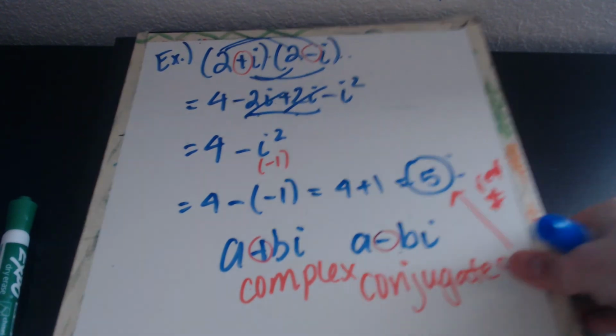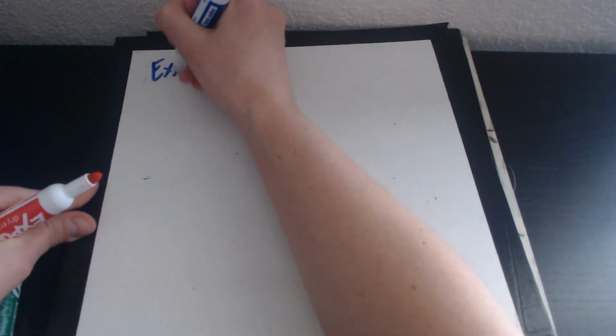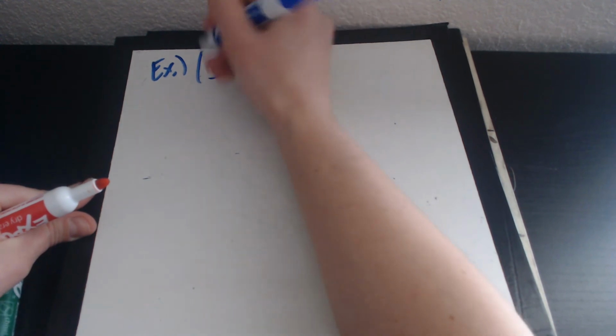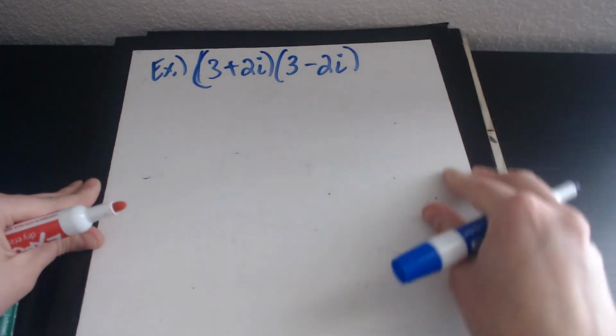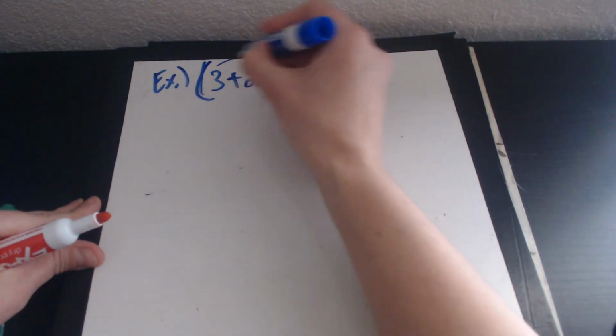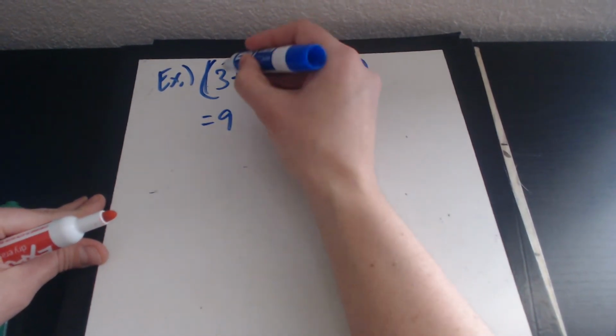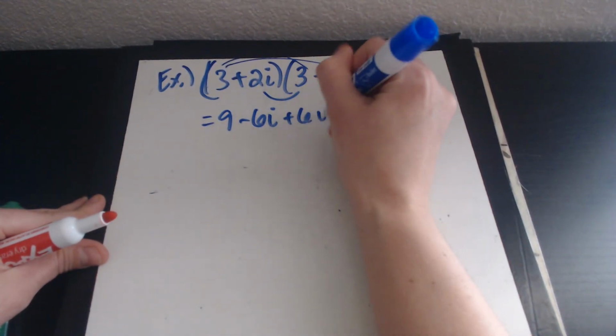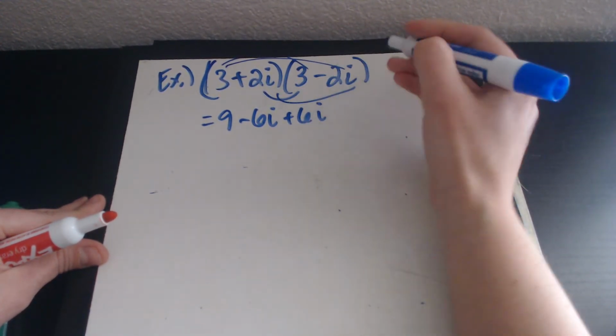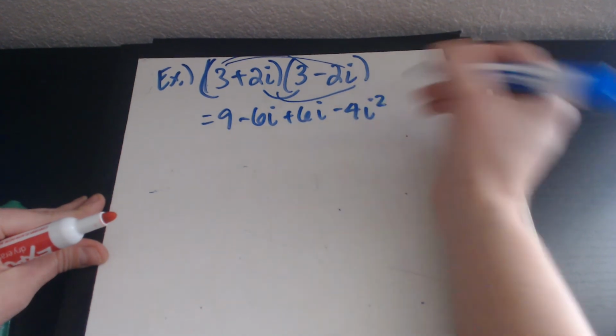Okay, so here is another example. 3 plus 2i, that's supposed to be parentheses, times 3 minus 2i. So we double distribute. 3 times 3 is 9. 3 times negative 2i is negative 6i. 2i times 3 is positive 6i. And 2i times negative 2i is negative 4i squared.